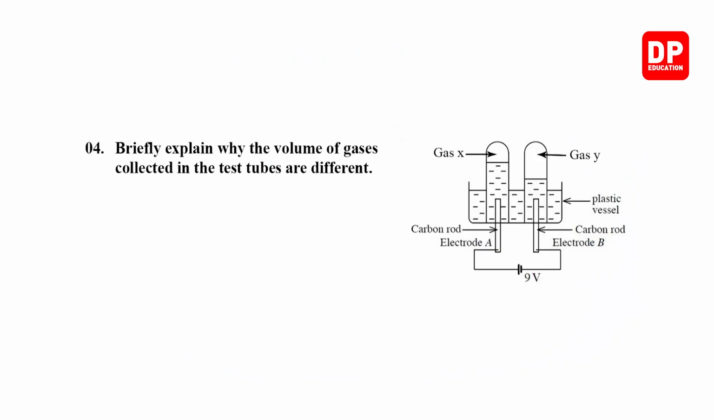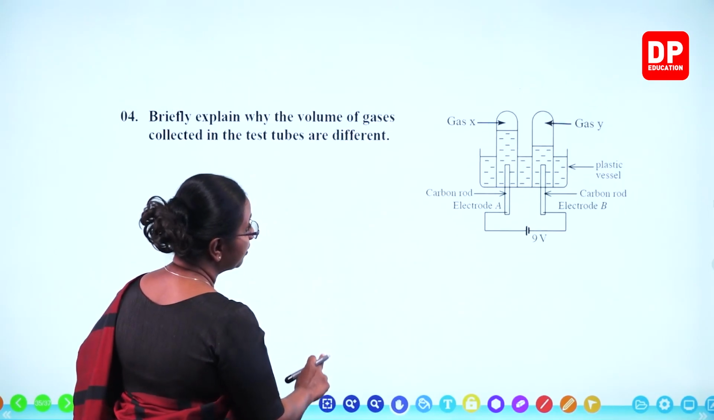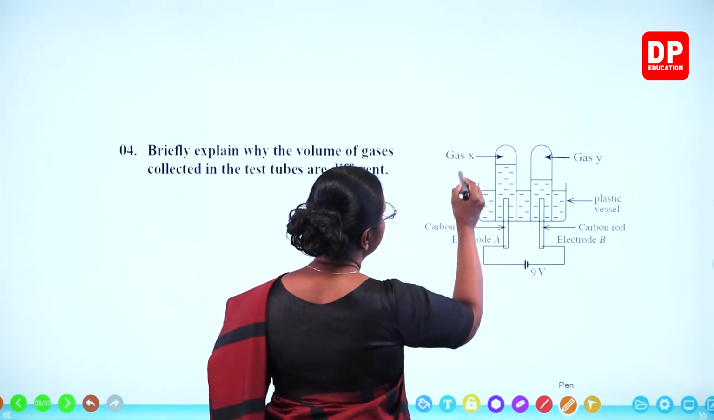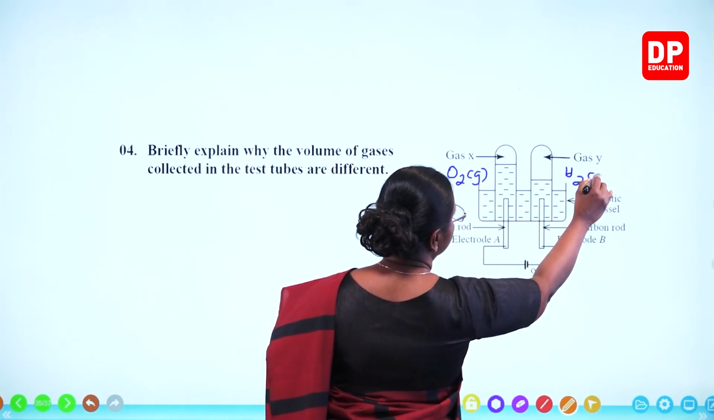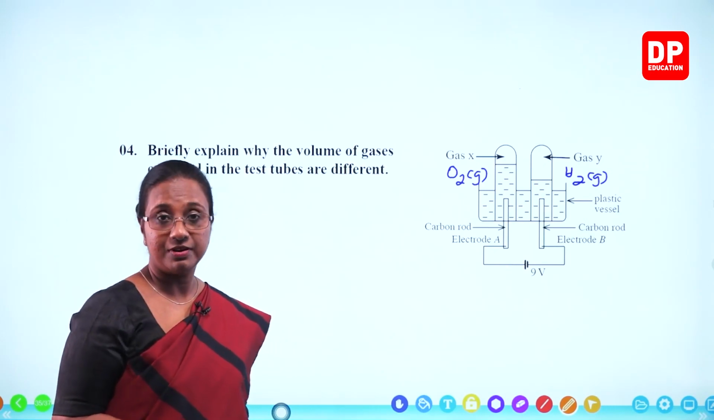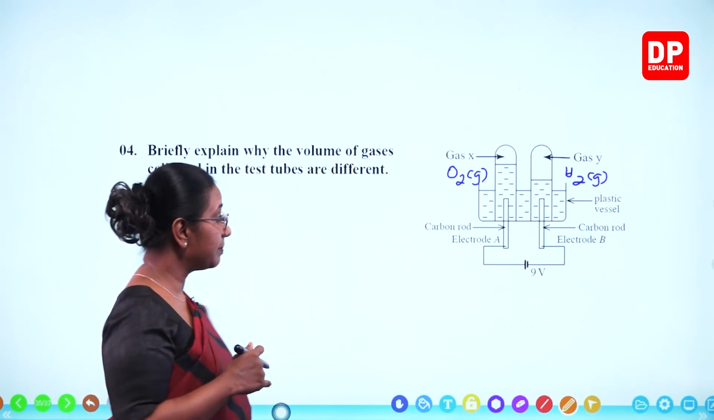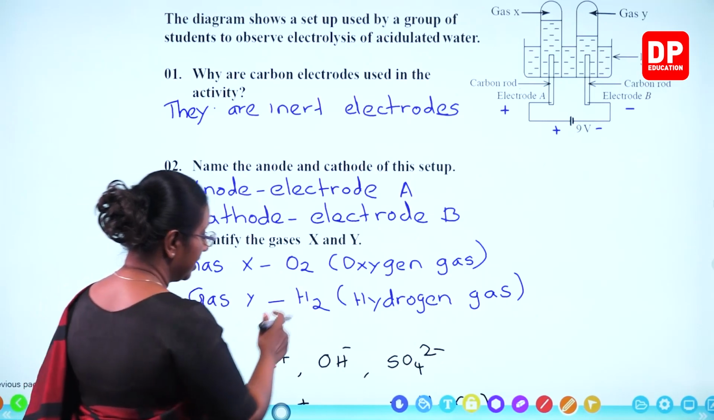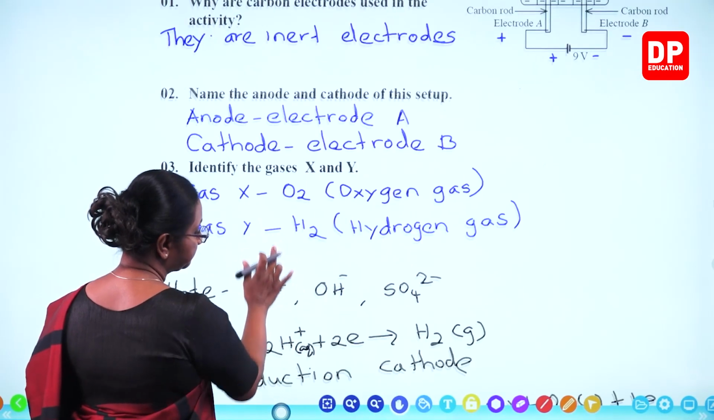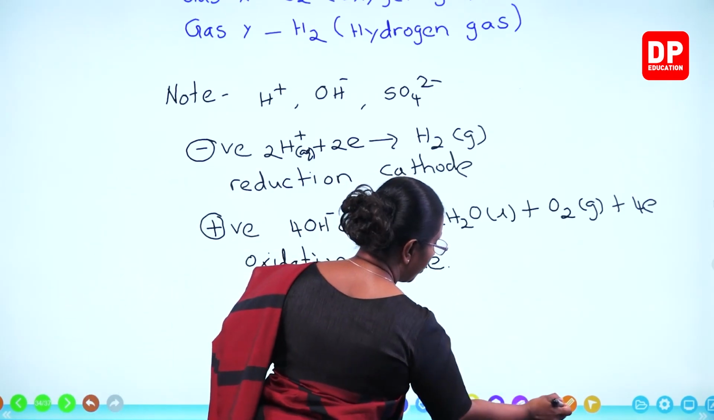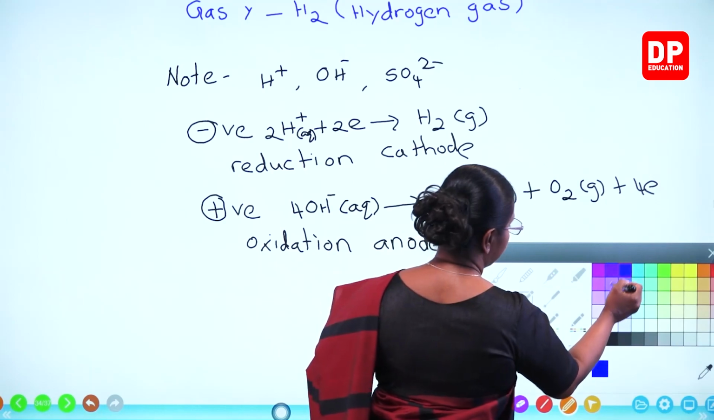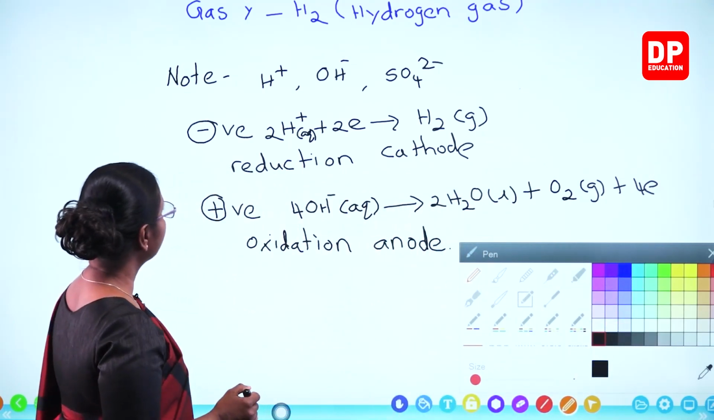So here you can see fourth one. Briefly explain why the volume of gases collected in the test tubes are different. So here volume of gases collected, now we identified this is O2 gas and this is H2 gas. Why is that different? Now I showed you all the reactions in the previous slide. If I go back to the slide, here you can see we wrote the equations. So in this, if you want to balance the equations, if you want to write the cell equation, what do you need to do?